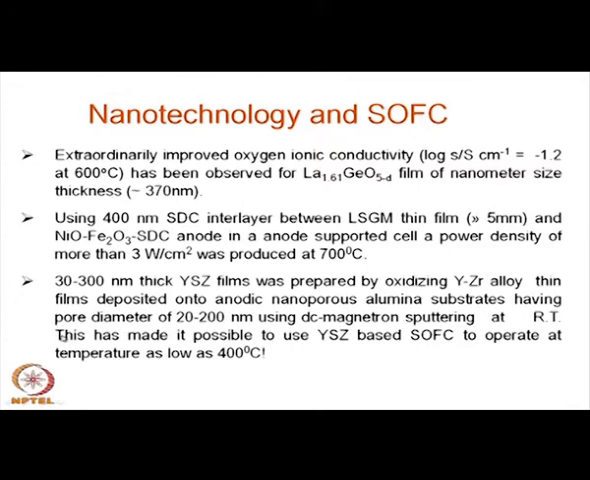So, one can make micro thin film SOFCs like this. This has made it possible for YSZ based SOFC to operate at a temperature as low as 400 degrees centigrade. Below 600 is very difficult, but with this kind of exotic materials or exotic fabrication technology, the temperature of operation can be as low as 400 degrees centigrade.